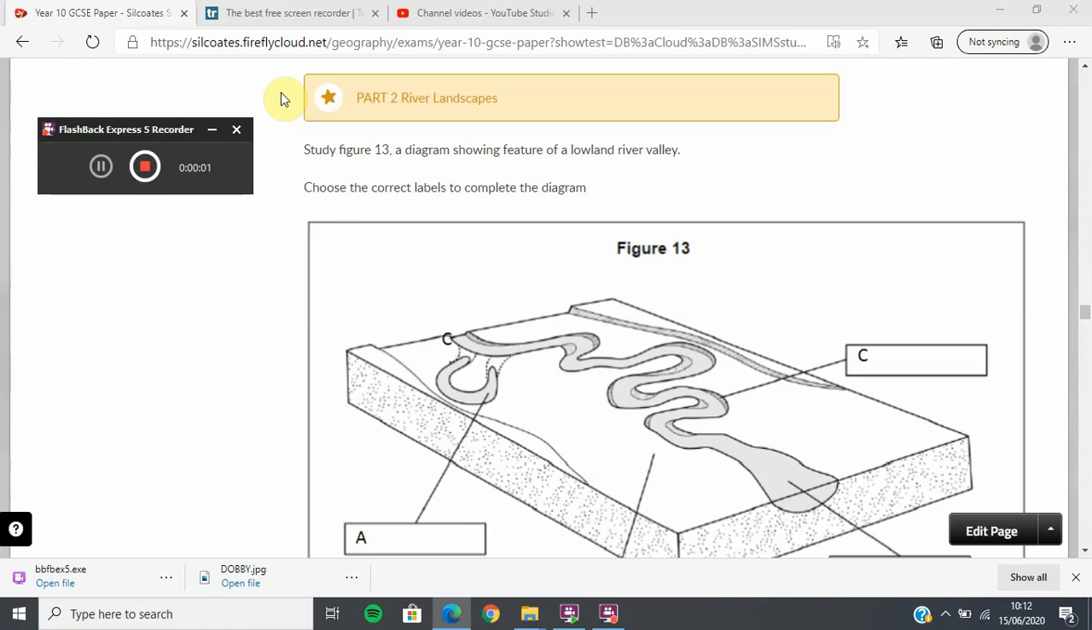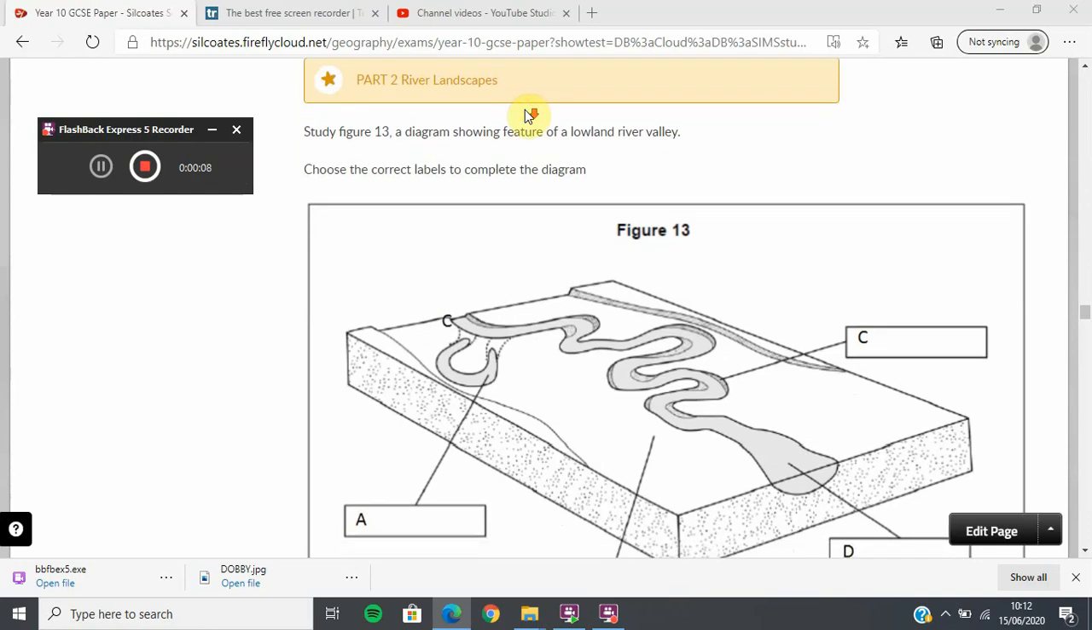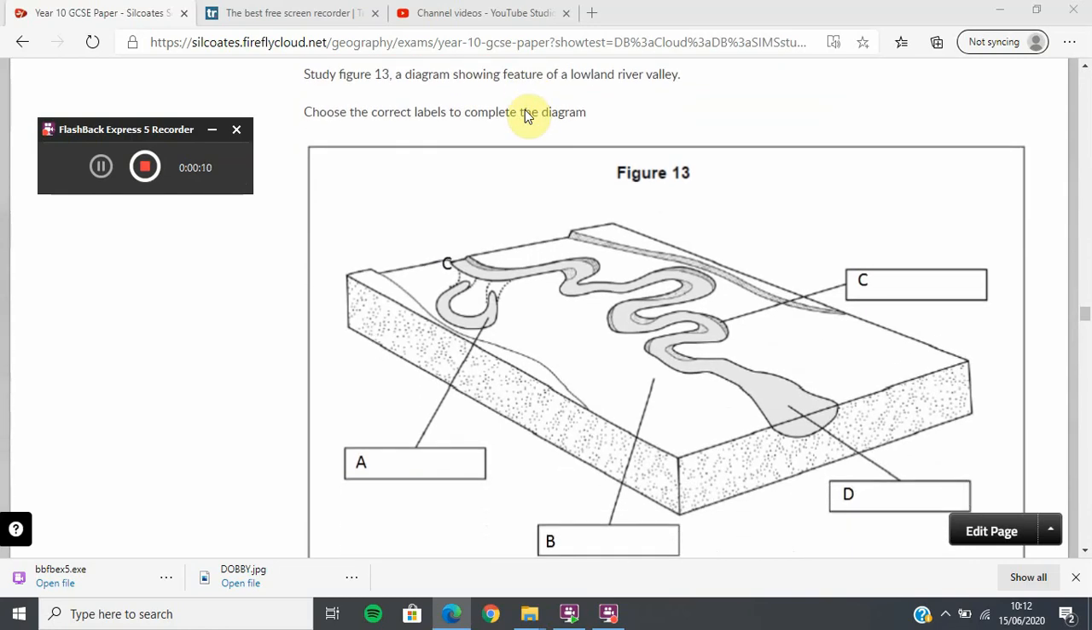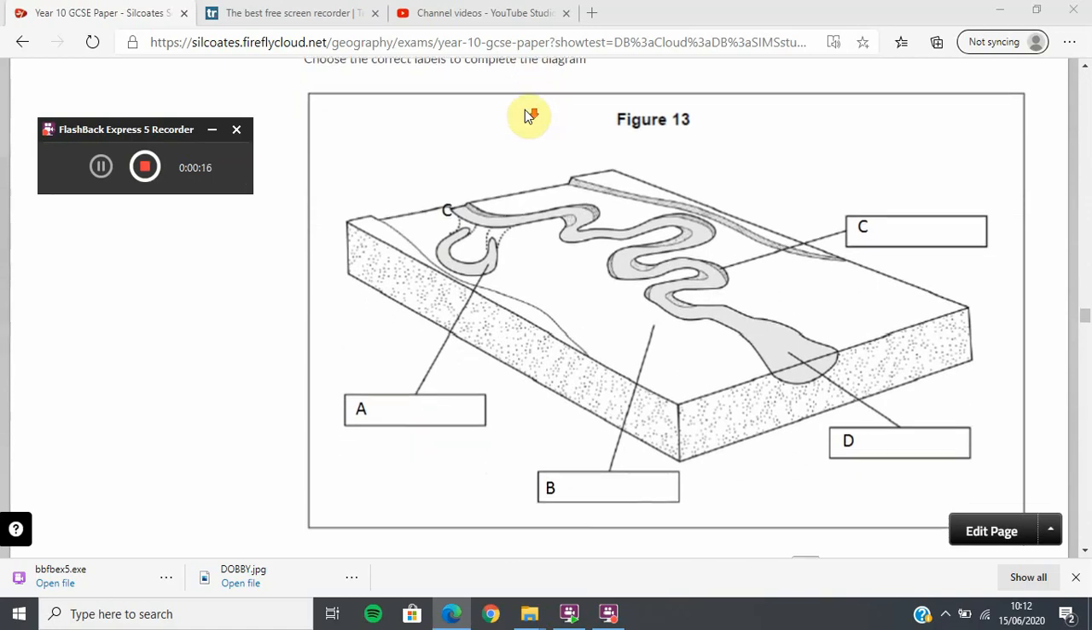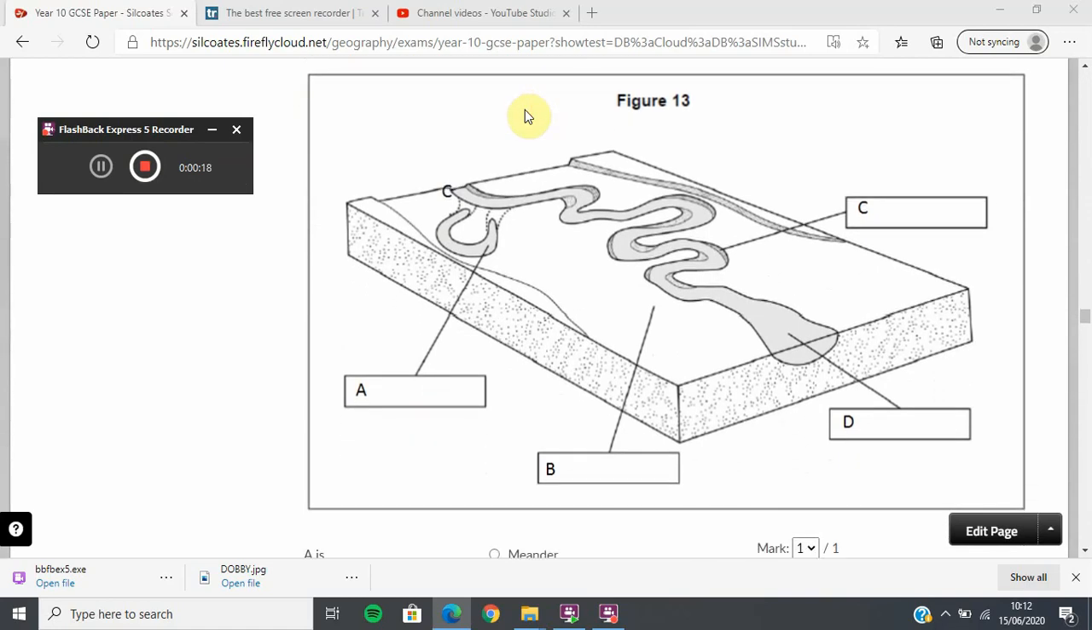So welcome to part 2, the river landscapes section of our feedback. So got here then, study figure 13, a diagram showing the features of a lowland river valley, and then choose the correct labels. So if we have a little look here, we'll just do it on here rather than looking at the questions. So this one here, A, is an oxbow lake. Okay, so A is an oxbow lake.